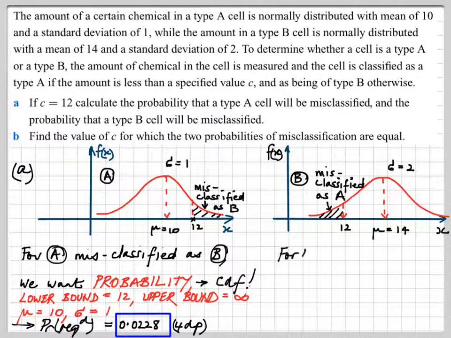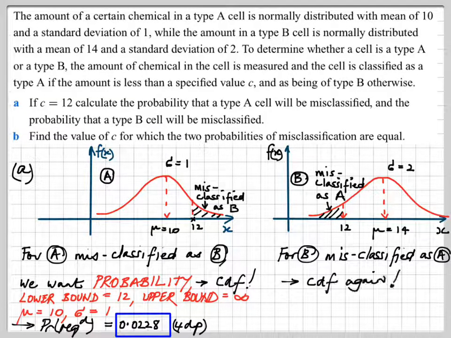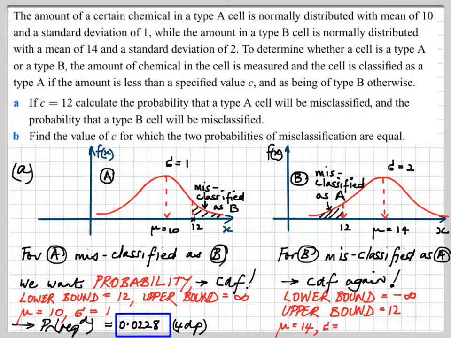All right. Now let's do the same thing for B. It's easy now. That's B misclassified as A. Now that's the left-hand tail. This time we're also going to use a normal CDF. What's the lower bound? What's the upper bound? Lower bound is minus infinity, and the upper bound is 12. And we do it on our calculator. Mu's 14, sigma's 2. What do we get? 0.1587 to 4 decimal places. That's it, and that's the correct answer as well.